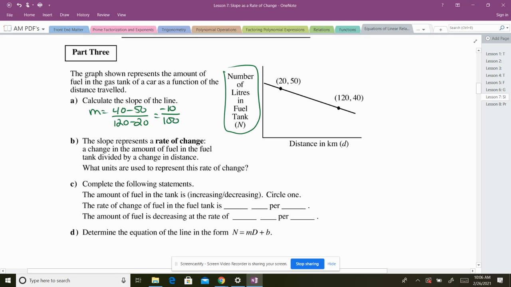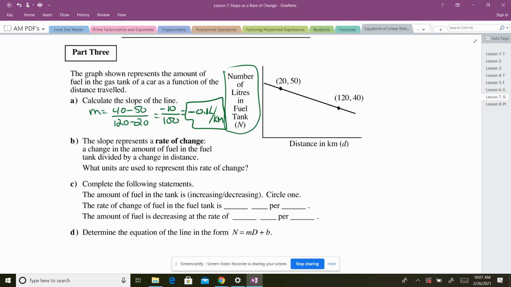So I'm going to go 40 minus 50 over 120 minus 20. Negative 10 over 100. You can give me a decimal on these. Negative 10 divided by 100. Negative 0.1. I need units. What are my units, people? There you go. Liters per kilometer. Wow. It's a nice team effort you got going there. So negative 0.1 liters per kilometer.